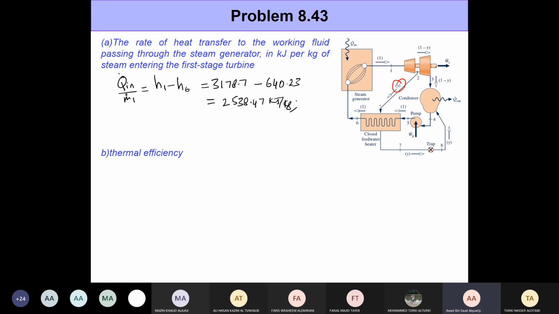How do we determine this y? Maybe taking our system as the closed feed water heater and doing the energy balance to find m_tot. Exactly. That's all you need to do. You just need to apply energy balance to the closed feed water heater.